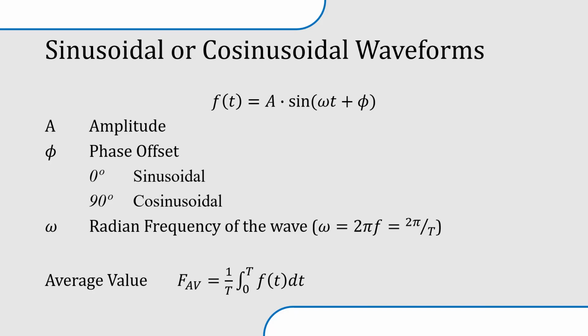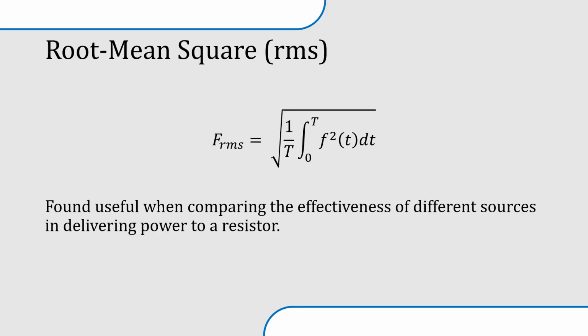The average value of a periodic waveform is the net positive area under the curve for one period divided by the period. Lastly, the root mean square, also known as the effective value, is the square root of the average of the function squared with respect to time. Determining the square of a function f of t, then finding the mean value, and taking the square root yields the RMS value.